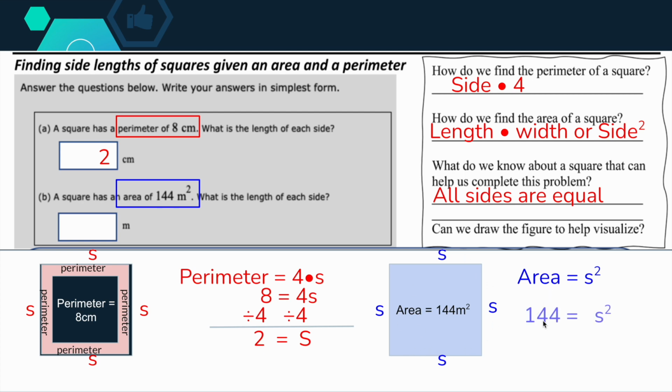So now I know the area is 144, and that equals s squared, or side squared. So I'm going to take the square root of each side. So the square root of 144 is 12, and the square root of s squared is s. So that gives me a length of each side of 12 meters.